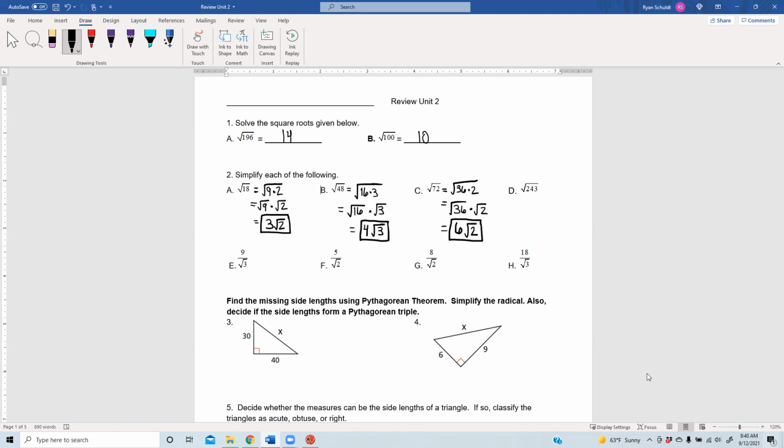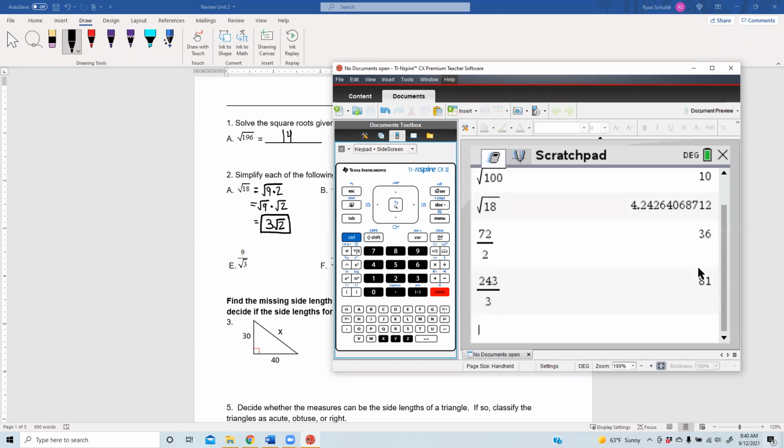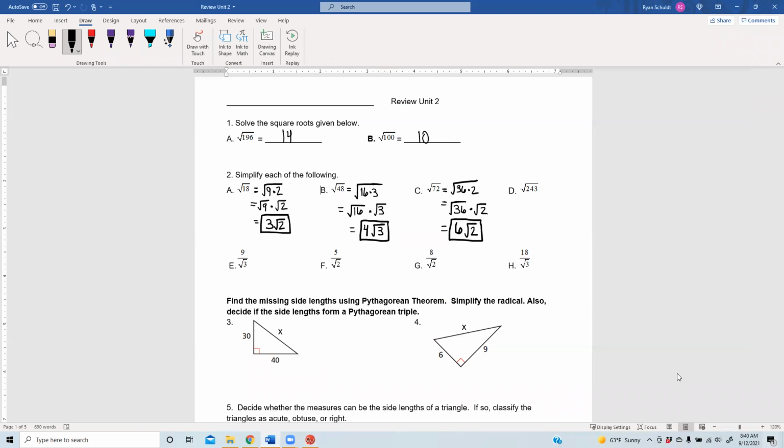Okay, the square root of 243. Well, I can't divide it by 2, but maybe let's try 3. 243 divided by 3. 81 is a perfect square. So this is going to be the square root of 81 times 3. It's going to be the square root of 81 times the square root of 3. Square root of 81 is 9. And then we've got the square root of 3.